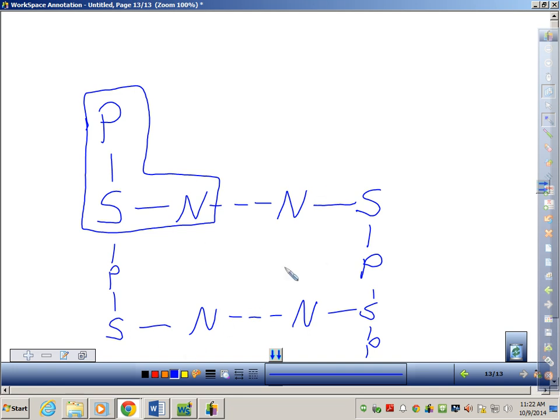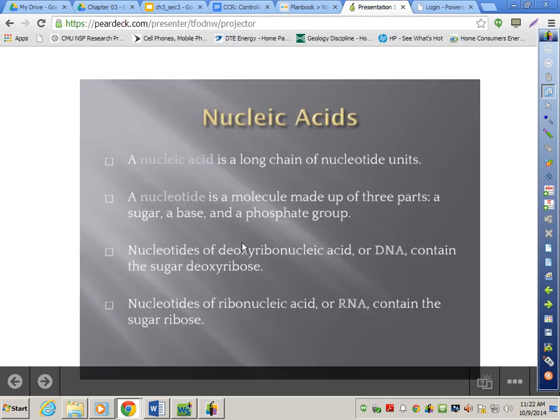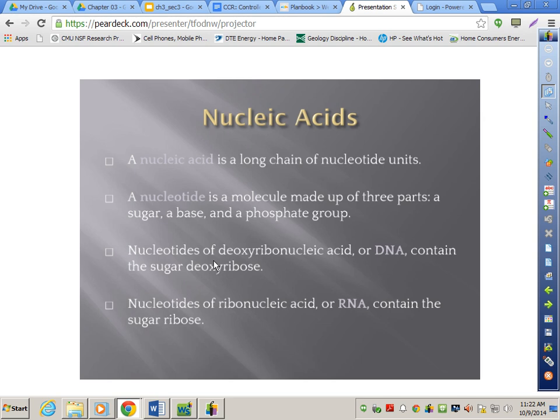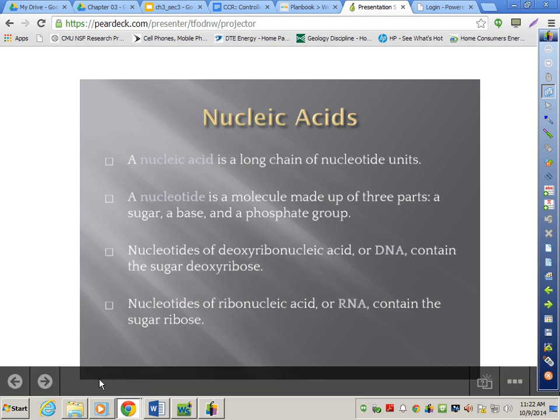Yep. So the monomers of nucleic acids are nucleotides. And there's 2 basic types. There's DNA and RNA nucleotides. There's another one we're going to talk about too today. So nucleotides, again, are those monomers of both DNA and RNA. DNA is named after its sugar deoxyribose, RNA after ribose.